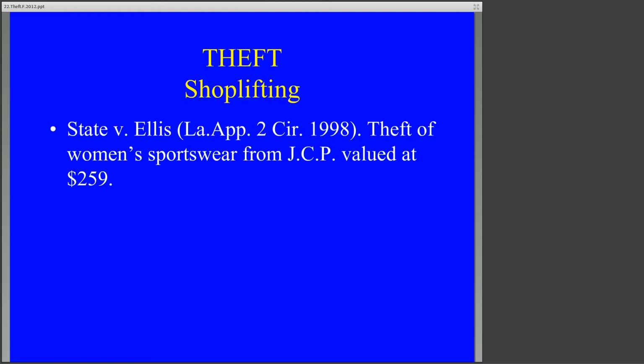Shoplifting, as you know, is a crime. It is theft in Louisiana. The case we are going to discuss today is State v. Ellis. In State v. Ellis, a security officer behind an observation window saw Miss Ellis concealing sportswear under her clothing and in her purse.